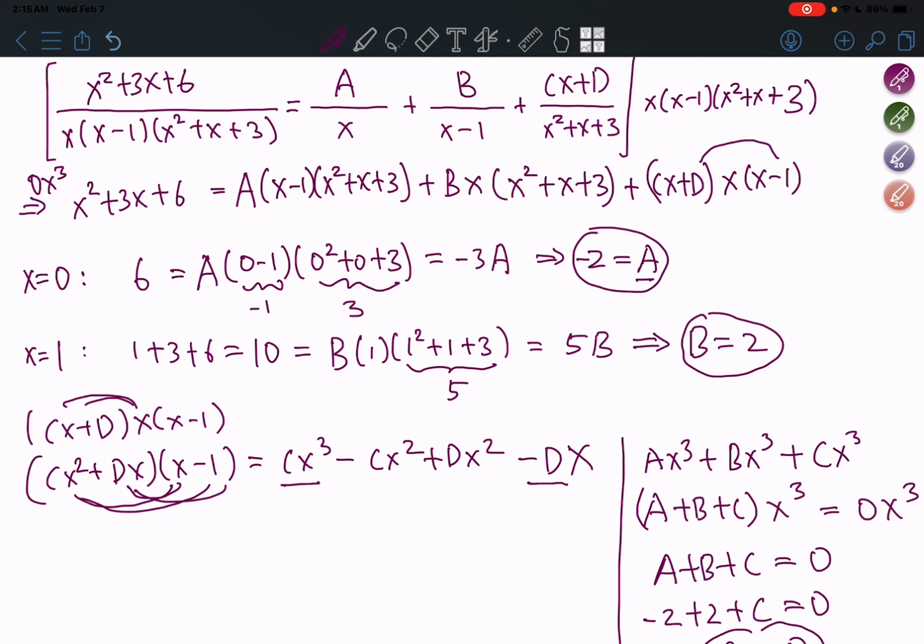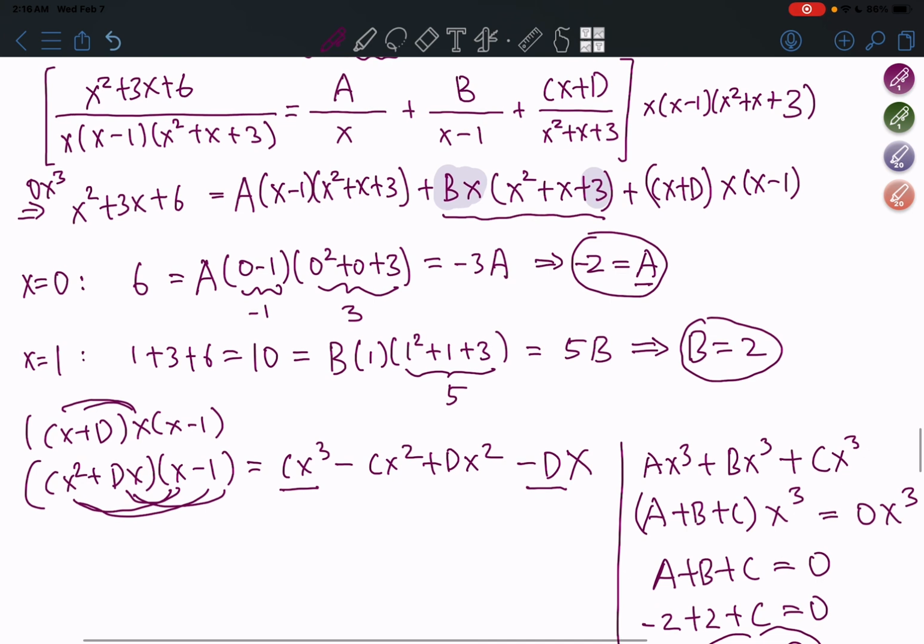Let me erase this part as well. So we now find that this negative dx is going to be the coefficient of x. So we have to find all the coefficients of x here. For this term, the only way to get a coefficient of x is by doing bx times 3. Similarly, for the a term, the way to get x is a times x times 3. Let's write that down. So 3ax.